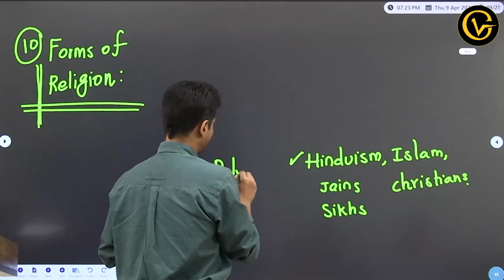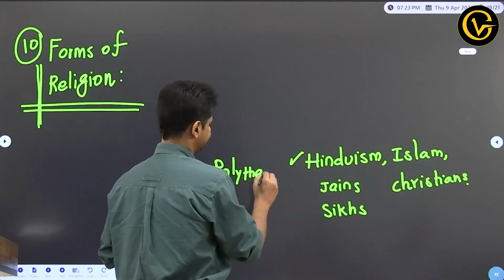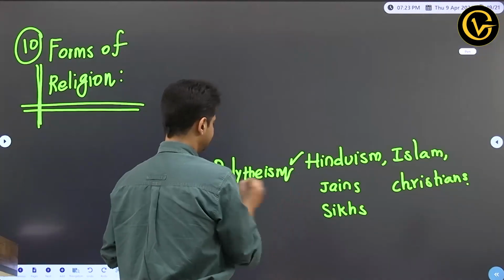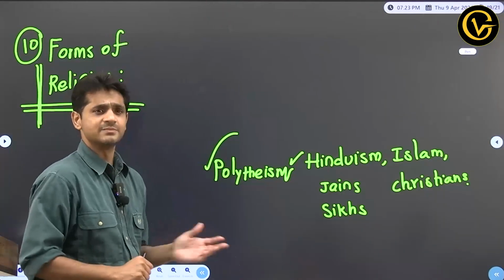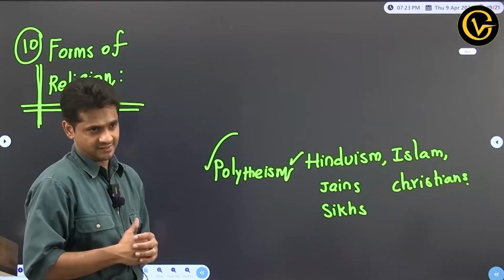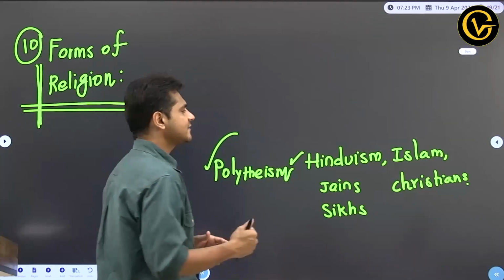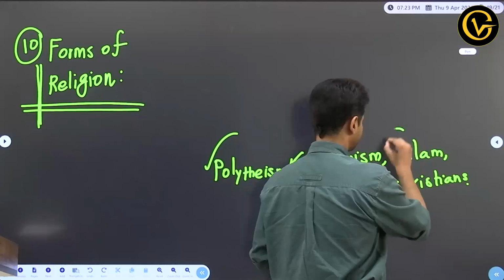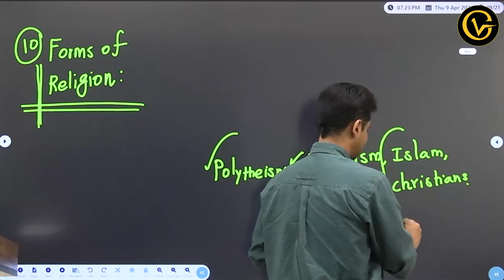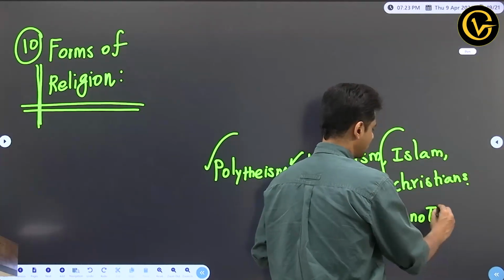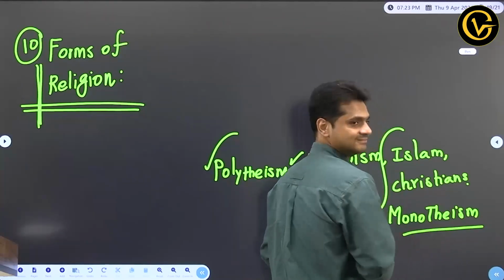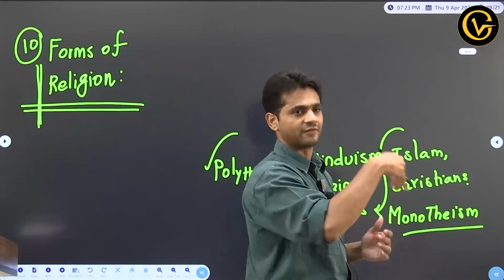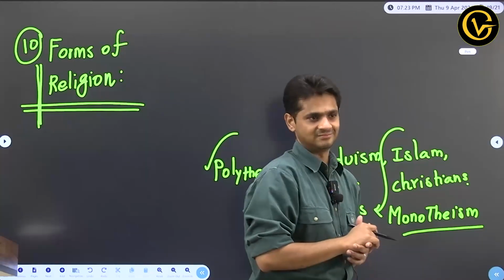So Hinduism is a type of polytheistic religion. Polytheism. Poly means many. We have many gods. Whereas Islam is a monotheism. Only a single God, that is Allah. Prophet Muhammad is the prophet. Allah is the ultimate God.